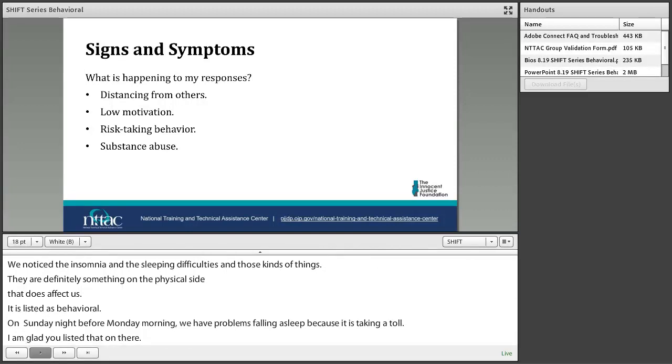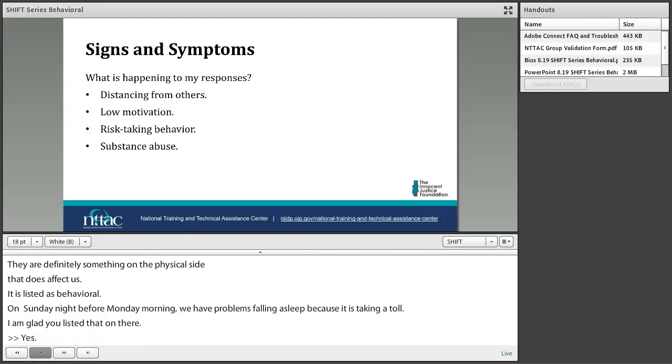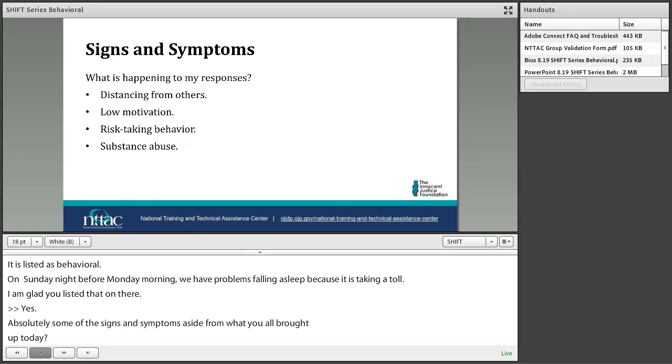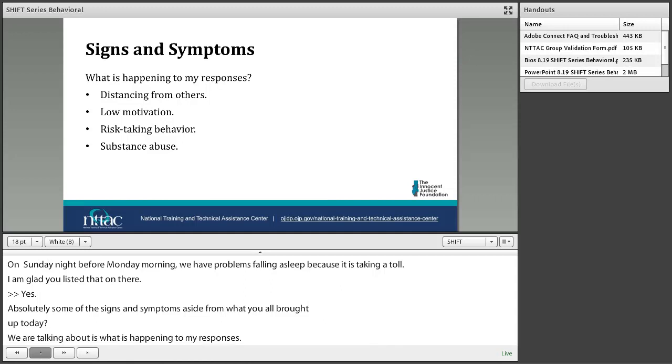What we're talking about is what is happening to my responses. In what way am I responding differently than I would when I wasn't feeling this level of trauma or stress? Sometimes people distance themselves from others because they can't predict how they're going to behave around others, so they draw back so that they're not worried about lashing out and potentially ruining relationships.